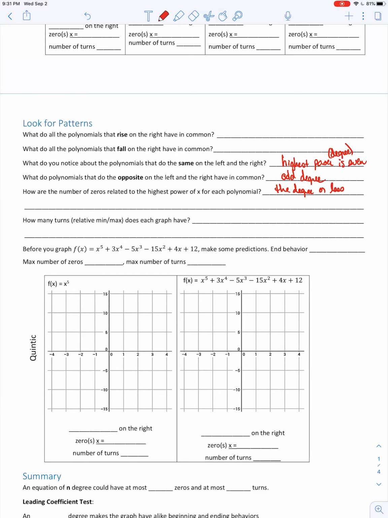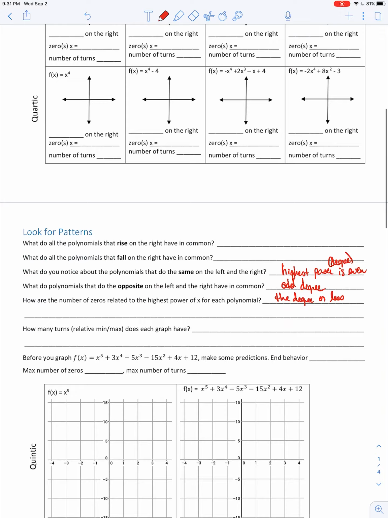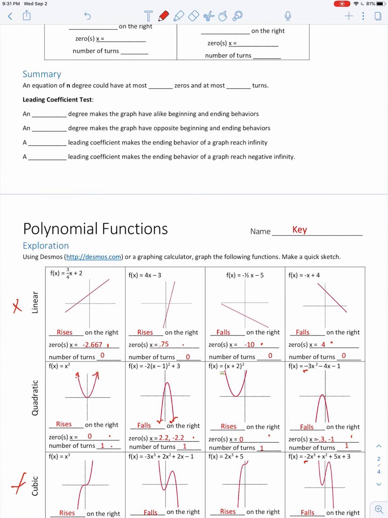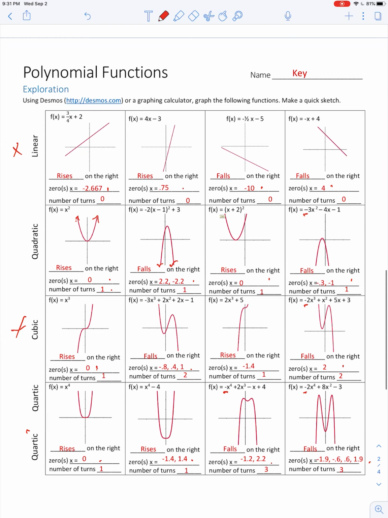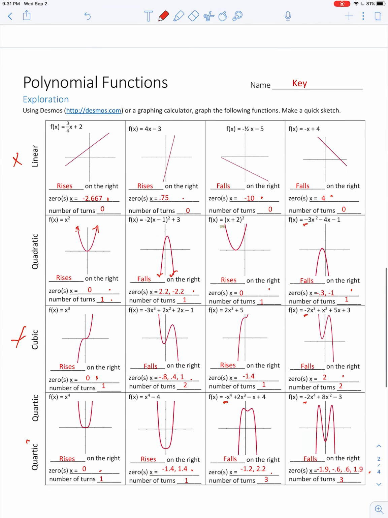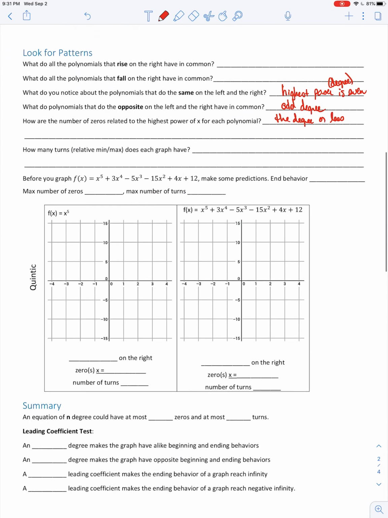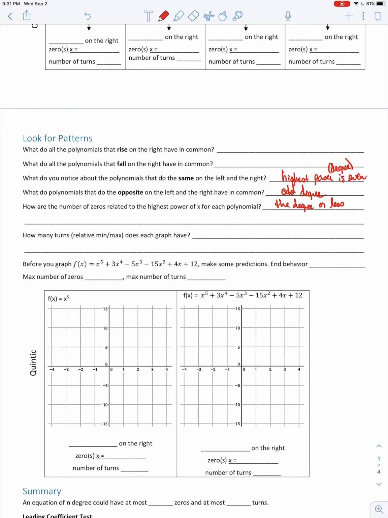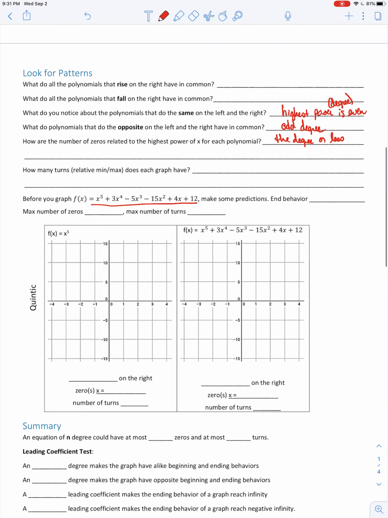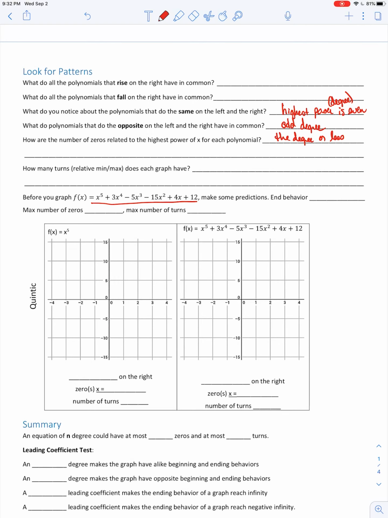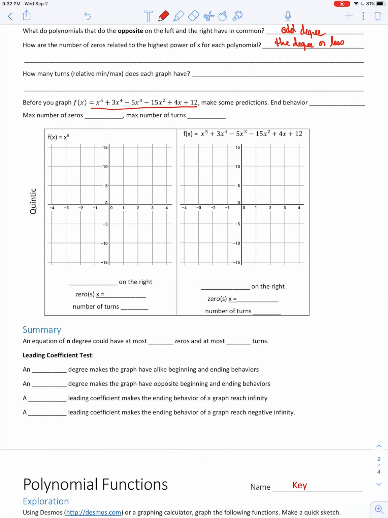How many turns, or relative mins and maxes, does each graph have? Well, 0 turns on a linear, 1 turn on a quadratic, 2 turns on a cubic, and 1 or 3 turns on a quartic. So it looks like they're all at least 1 less than the highest degree. And then you want to make some predictions. So what do you think will happen with this 5th power, this quintic? What do you think the end behavior will be like? How many zeros? What's the maximum number of turns you'll get? Then graph them to see if you're right, and decide what's happening on the right, how many zeros there are, the number of turns.